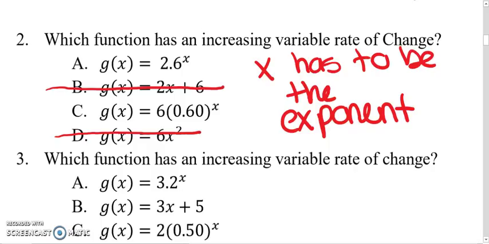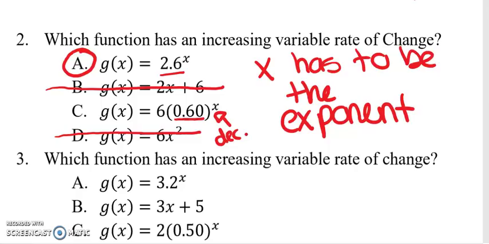So our only two options right now are A and C. A is 2.6 to the x power. C is 6 parentheses 0.60 to the x power. So right now we're going to focus on the 2.6 and the 0.60. Remember, in order for it to be a positive increasing rate, that number has to be greater than 1. The only one that is greater than 1 is A. Because of the 0.60, that's actually a decreasing variable rate of change, and that is not what we are looking for.